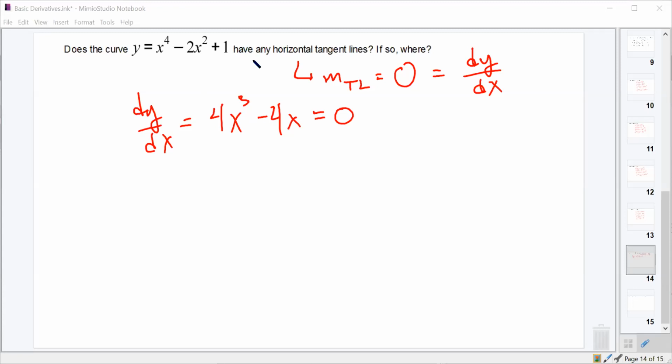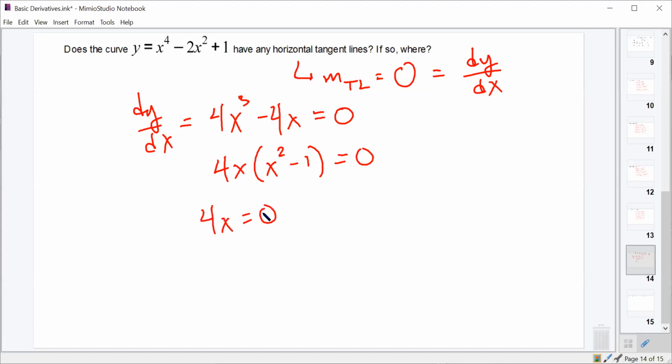Factor it. Yep, just factor out the 4x. So we have 4x times x squared minus 1 equals 0. And then using the zero product property, we can set each piece of it equal to 0. And that gives us x equals 0 and x equals plus or minus 1.